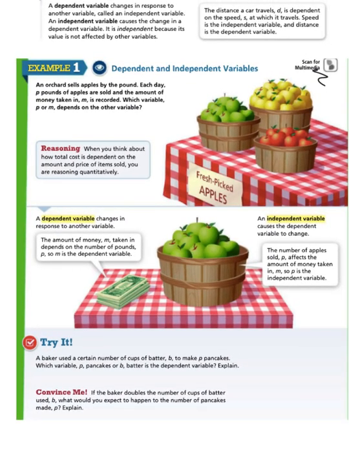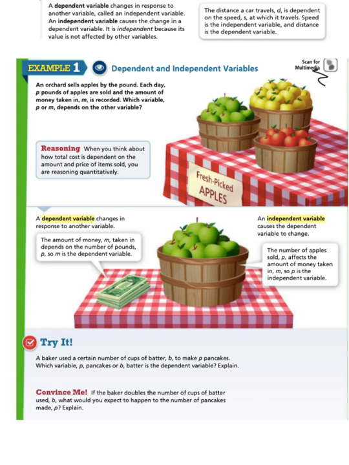An orchard sells apples by the pound. Each day, P pounds of apples are sold, and the amount of money taken in, M, is recorded. Which variable, P or M, depends on the other variable? When you think about how total cost is dependent on the amount and price of items sold, you are reasoning quantitatively.